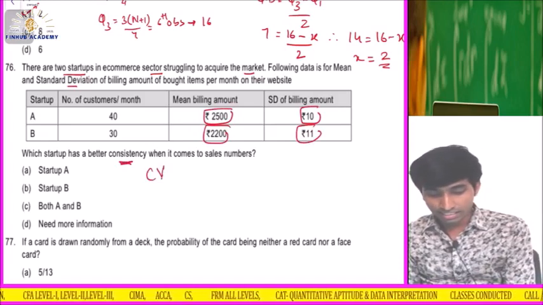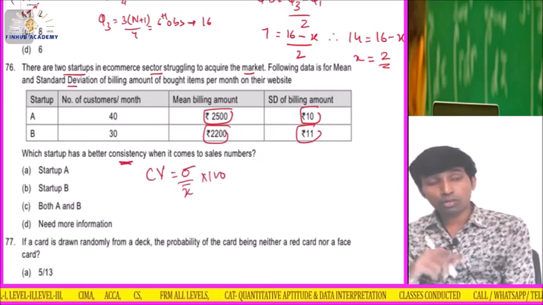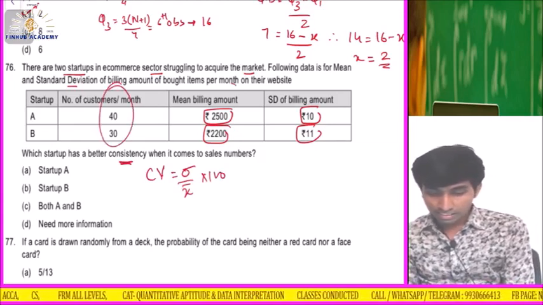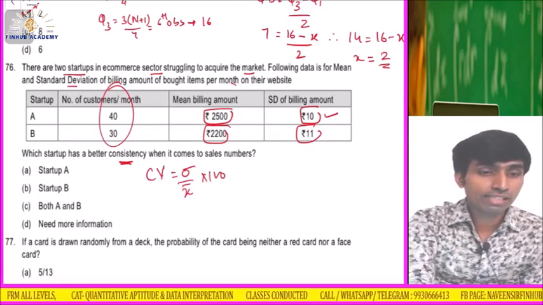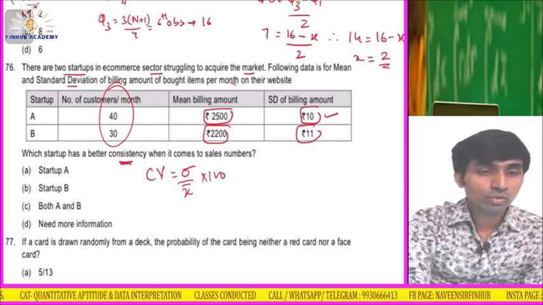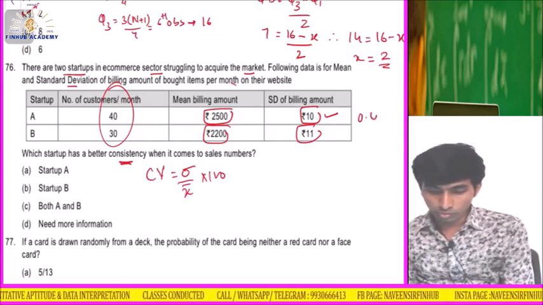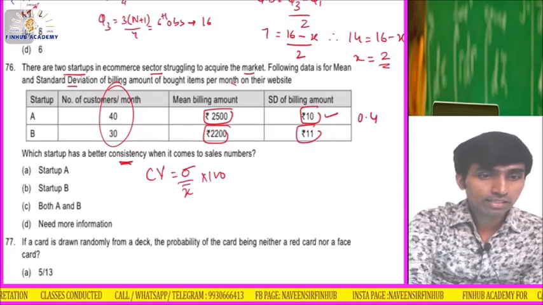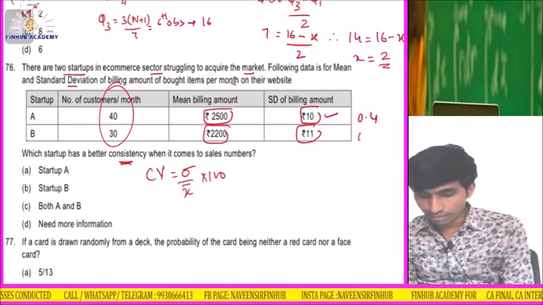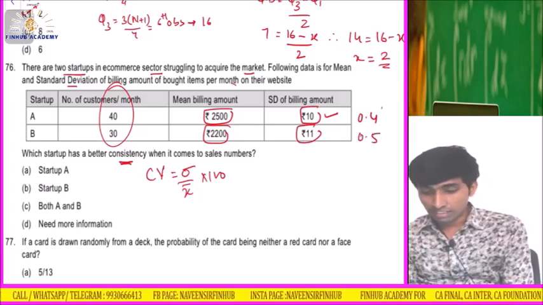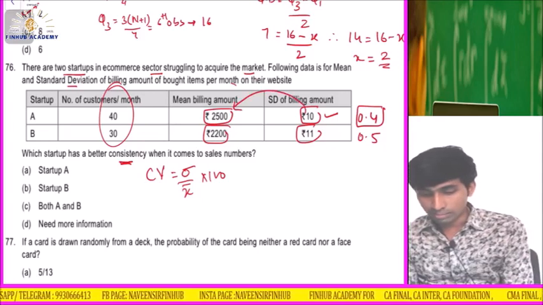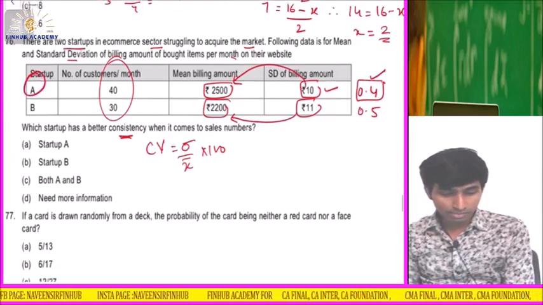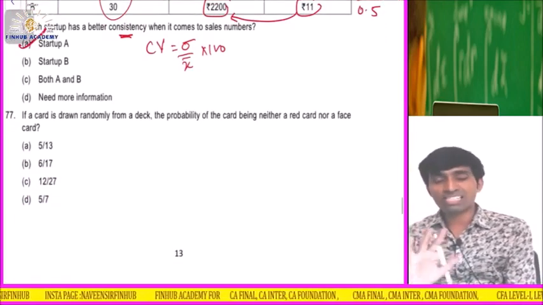Consistency means what? CV, that is standard deviation upon mean into 100. So for both the data, this is unnecessarily given. For both the data you will calculate what? CV. So standard deviation, that is 10 divided by 2500 into 100. So my CV is 0.4 here. And next one, 11 divided by 2200 into 100. My answer is 0.5. Who is more consistent? Wherever the CV is lower. So wherever it is lower, it is better. Startup A is better. Okay, consistent. Okay, please check your answers. These are right answers.